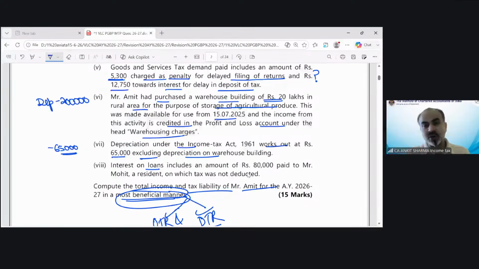Interest on loan includes an amount of rupees 80,000 paid to Mr. Mohit, a resident, on which tax was not deducted. So now tell me the treatment of this. This is an interesting point. I would like to see whether you have gone through the provision, whether you have revised the concept, and if yes, what should be the treatment of point number 8.